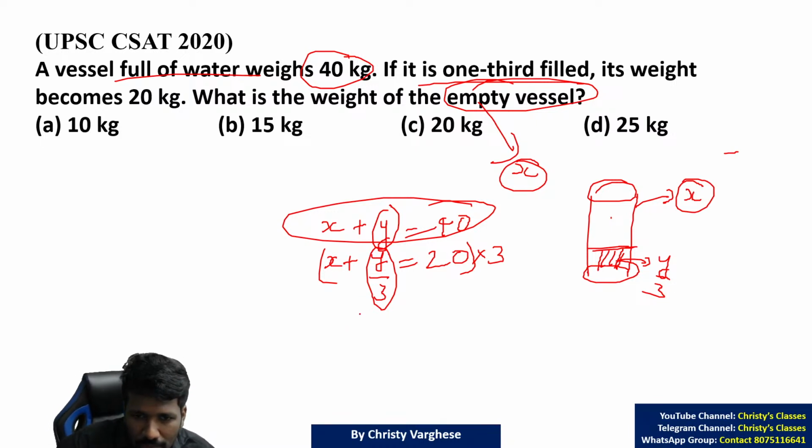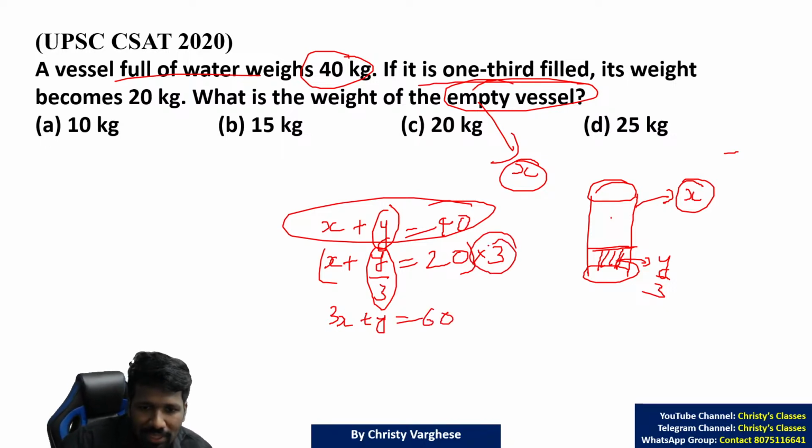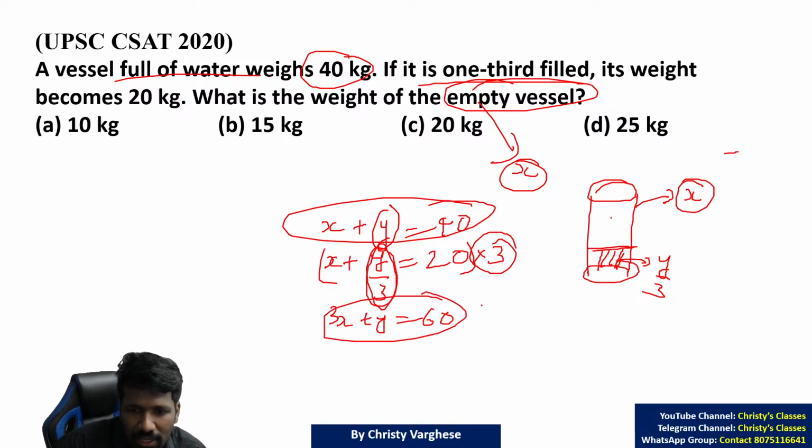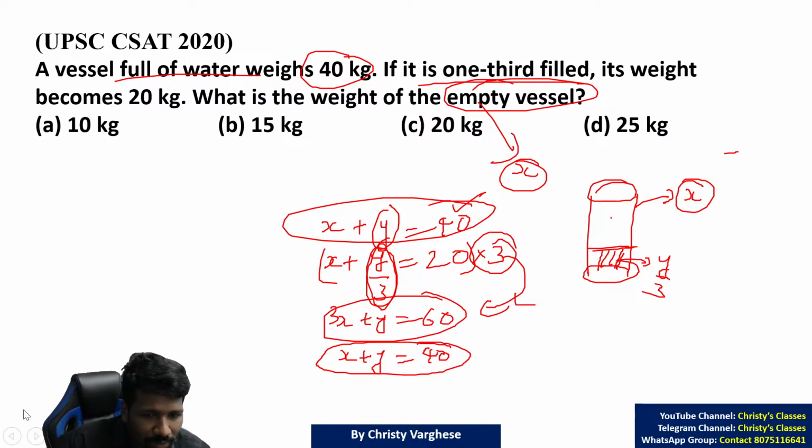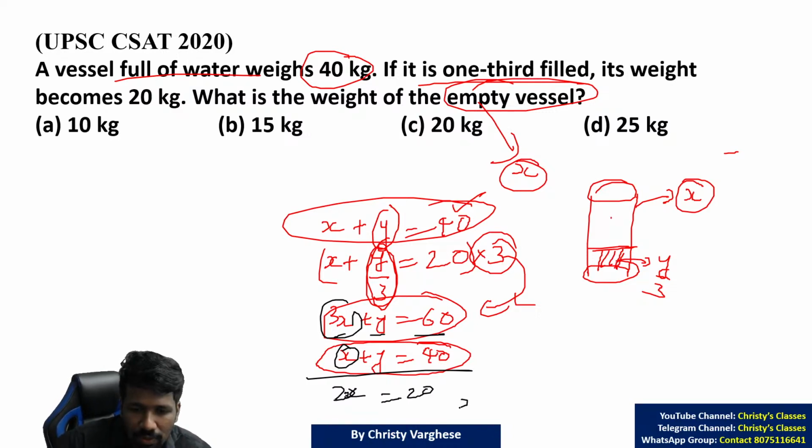I will just resort to one of the processes. 3x plus y is equal to 60 when you multiply throughout by 3. Why are you multiplying throughout? I don't want a fraction. So 3x plus y is equal to 60 is the revised second equation. The first equation is there already, x plus y is 40. Let us write it down below this. Now look at this, y can be easily cancelled. Now we don't want y, we want x. So you subtract these two equations. 3x minus x is 2x, and y minus y is 0. So 60 minus 40 is 20. So x is equal to 10. x is equal to 10 means option A, 10 kg.